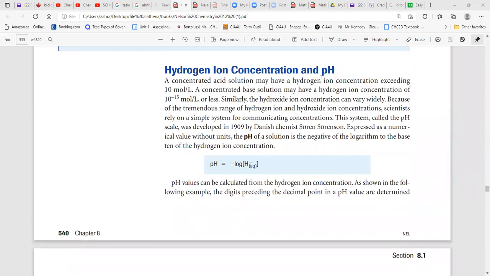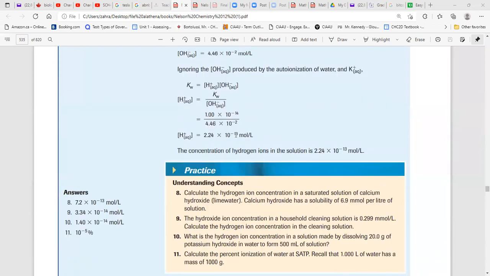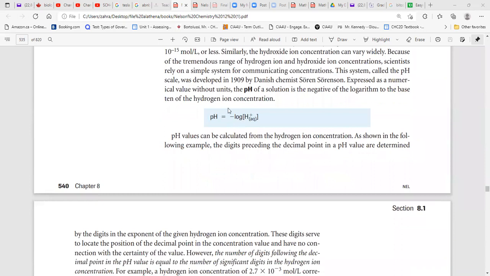Hydrogen ion concentration and pH. So pH is negative log of the concentration of the hydrogen. Why do we use the pH? Because those concentrations are tiny, right? It's 10 power negative 13. It's not convenient to use that. We use the log to have a better number.